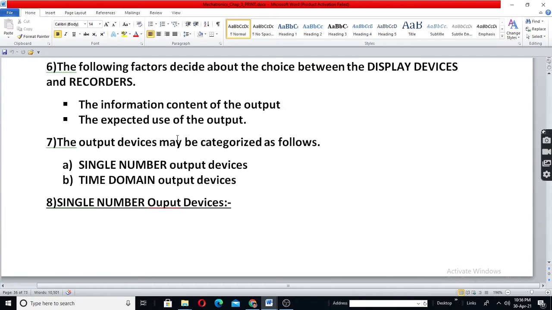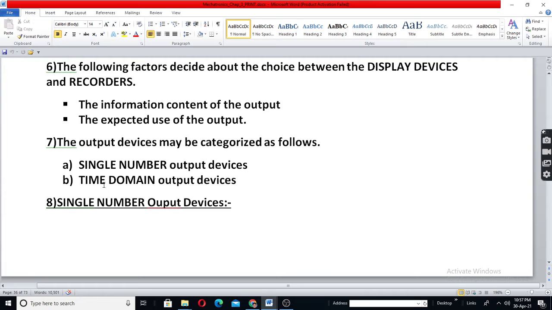The output device may be single number or time domain. Single number, for example, an ammeter, gives a single number value, say 2.3 amperes, 5.4 amperes. Ammeter, voltmeter, etc. are single number output devices.